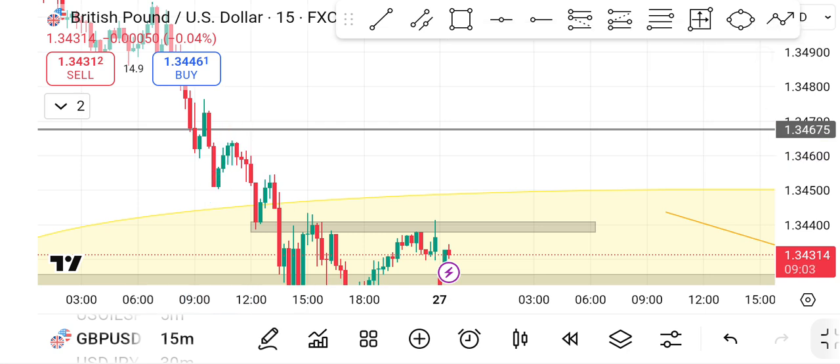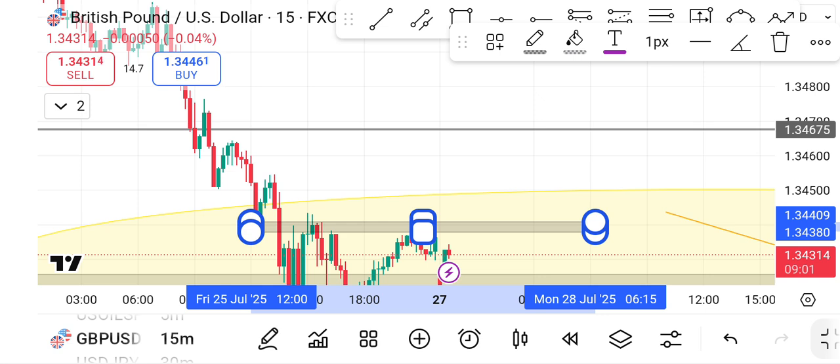Once the market breaks this strong, I don't want to call it weak, so I call it strong, strongest area of resistance, then I'm going to look for the buys. That is exactly what I'm going to do.